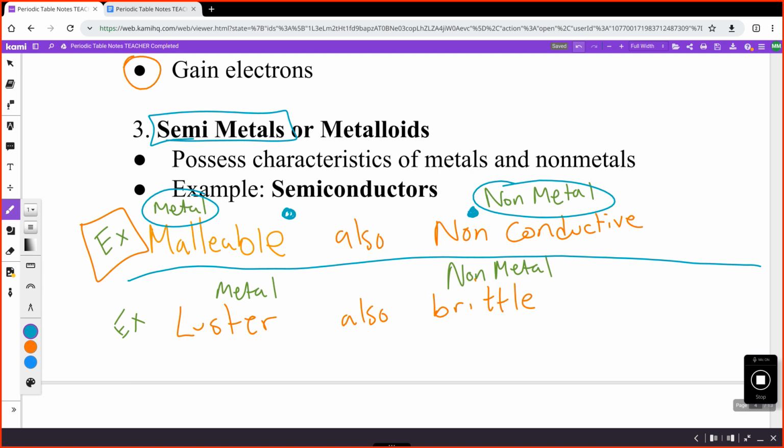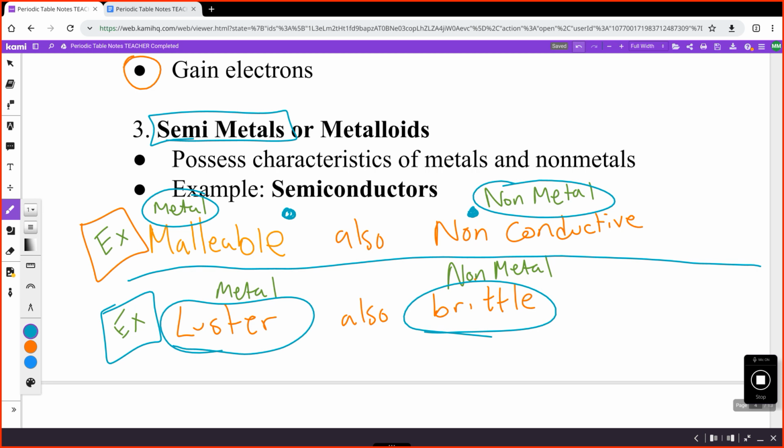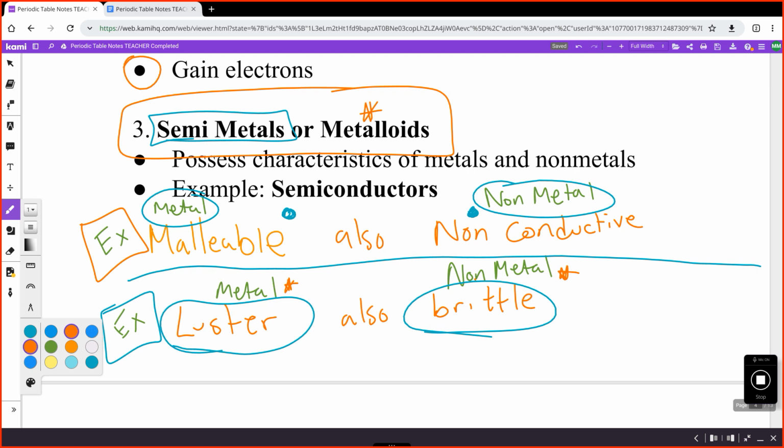Right? The other example that I have down here says, well, what if an element has luster, meaning it's shiny? And what if that shiny unknown element is also brittle? Well, that gives me a little bit of a metal. It tells me a little bit of a nonmetal. So how would we classify something like that? We would call it a metalloid or a semi-metal. The one thing that you just want to make sure you know is both of these words mean the same thing. They can be used interchangeably. So just be sure that you are aware of both of those things.